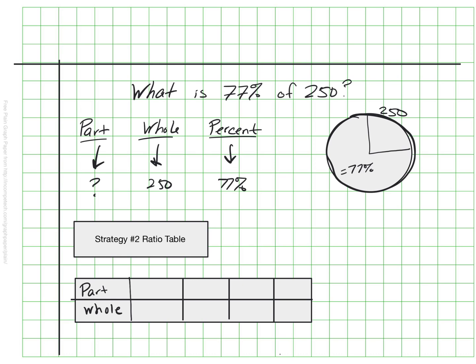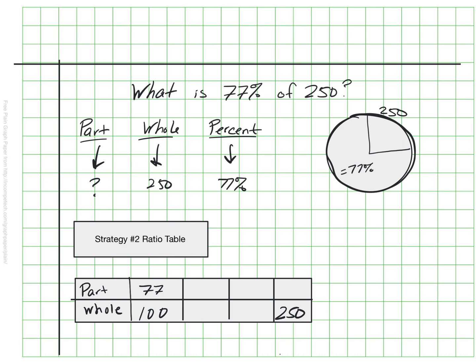This time I'm going to use the strategy of the ratio table, one that we've used a lot together. And so I'm going to set this up and fill in what I know, which is that 77 is the percent it would be out of 100, right? So 77% is what it would be if this were out of 100. But I'm trying to figure out how to make it out of 250, since that's the actual whole.